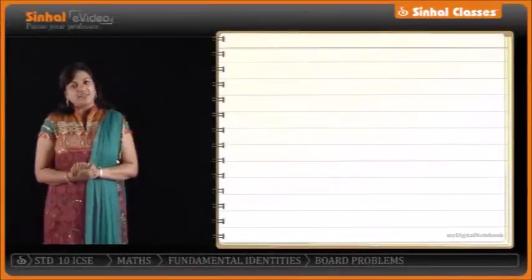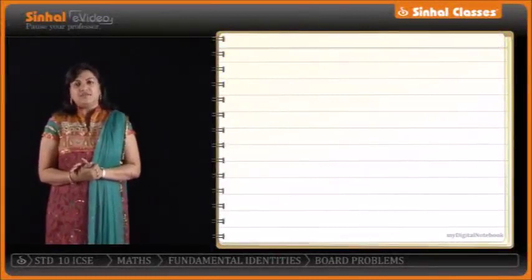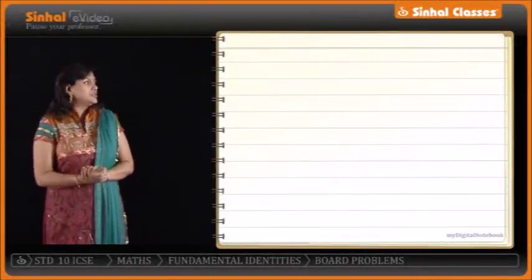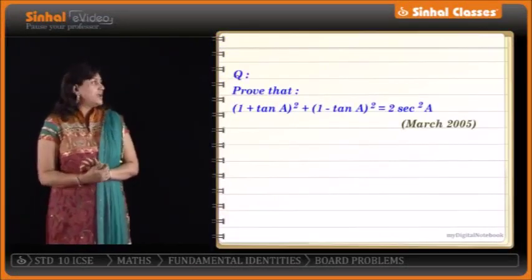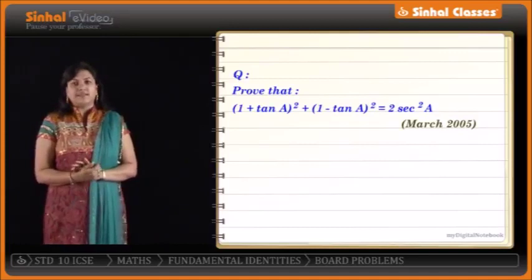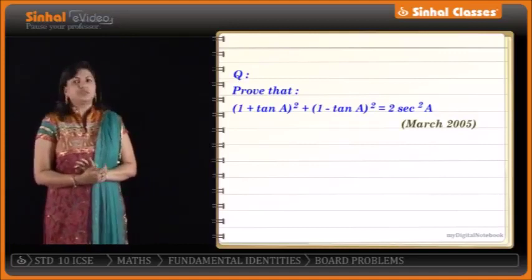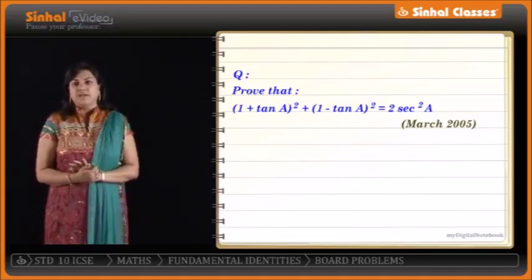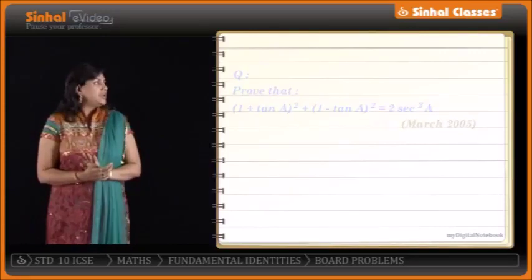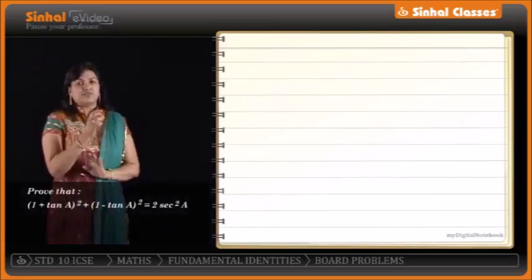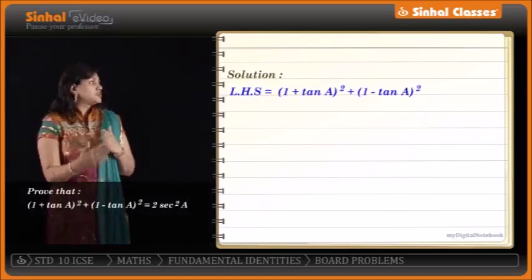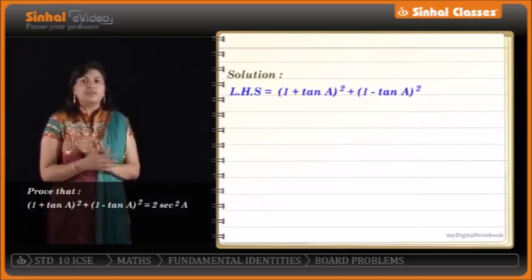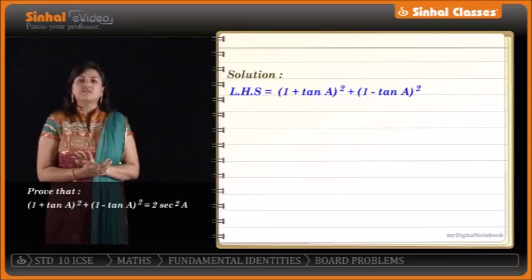Now let's look at some board problems. We start with the March 2005 board question, which is prove that 1 plus tan A the whole square plus 1 minus tan A the whole square is equal to 2 sec square A. We start with the LHS. Now in LHS we have tan A and in RHS we have sec A. So it's quite obvious we want to replace tan in terms of sec.